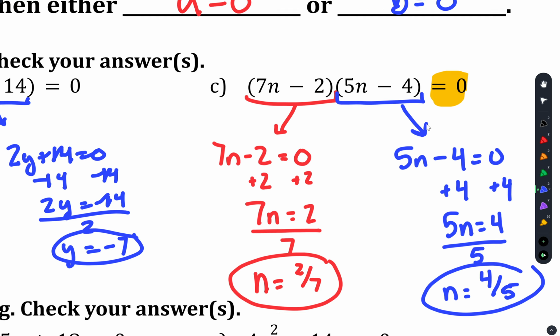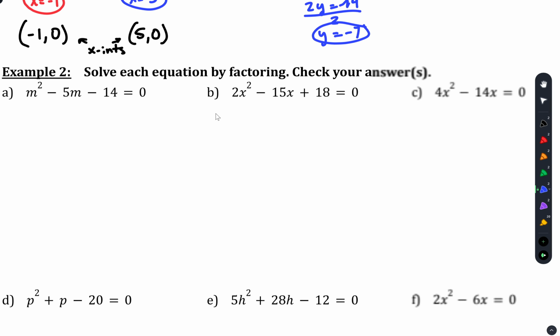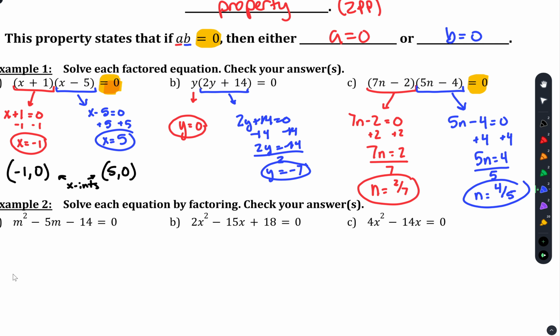Any questions on this part? We're literally setting 2 things equal to 0 and solving. Okay, are we ready to combine it with factoring? So take a look at these examples.